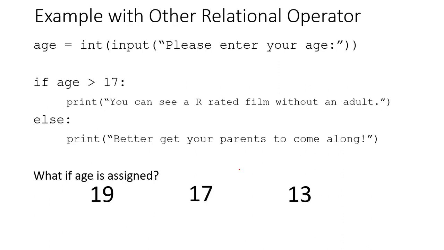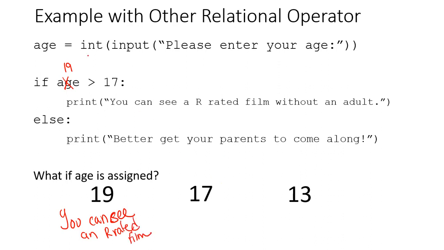Let's take a look at an example with a relational operator. Again, we have a variable called age, and we're going to check to see, is age greater than 17? If it is greater than 17, we will say you can see an R-rated film without an adult. Else, so if that's not a true statement, we will say better get your parents to come along. So let's check. Is 19, because that's age, right? That's what we're assuming they're going to type in as input. Is 19 greater than 17? Yeah, right? 19 is greater than 17. That is a true statement. So what I would display is you can see an R-rated film.